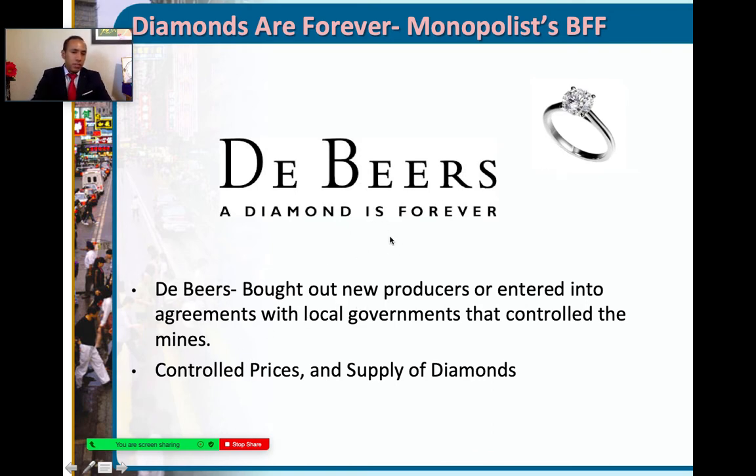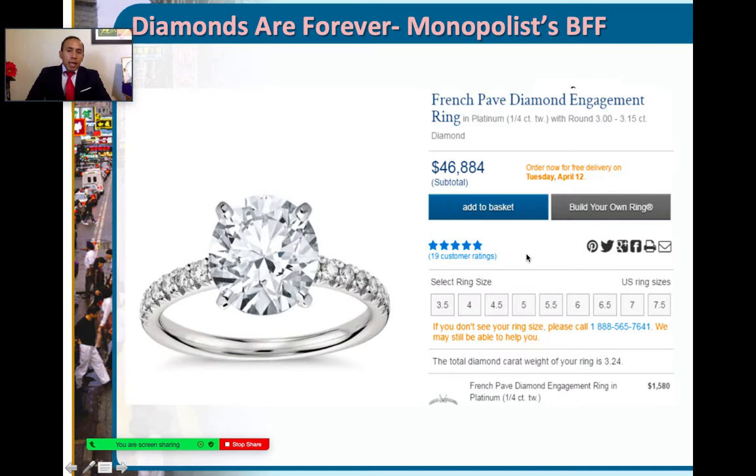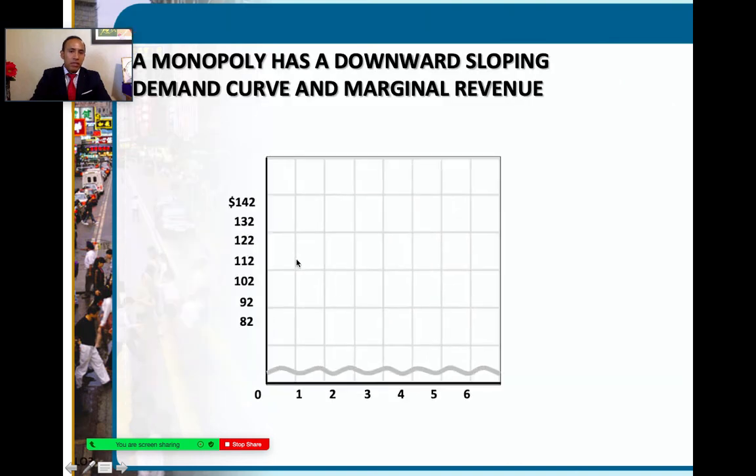So let's take a look at the diamond industry, how prices have been controlled by some companies, in this case De Beers, which controls the distribution of diamonds to some extent. We have an example here of diamonds that could be quite expensive depending on the carat, rarity, clarity, and so on. This one is $46,000, highly expensive, significantly above market price.